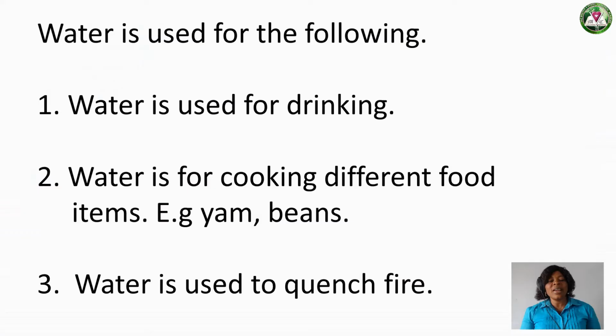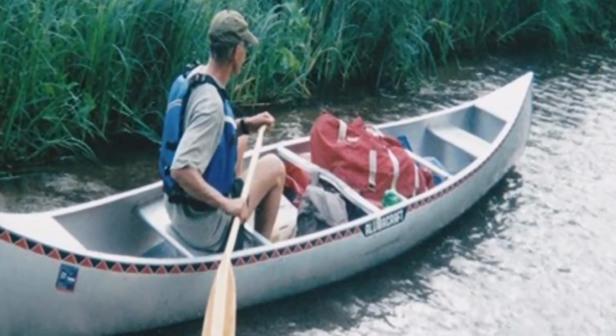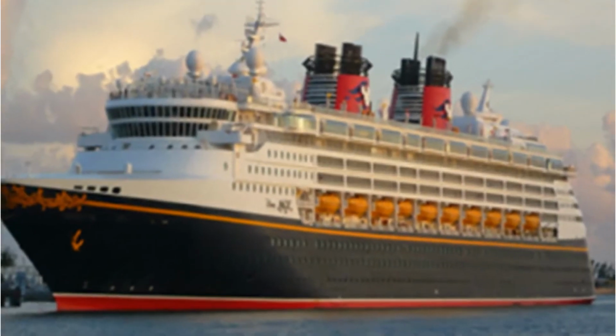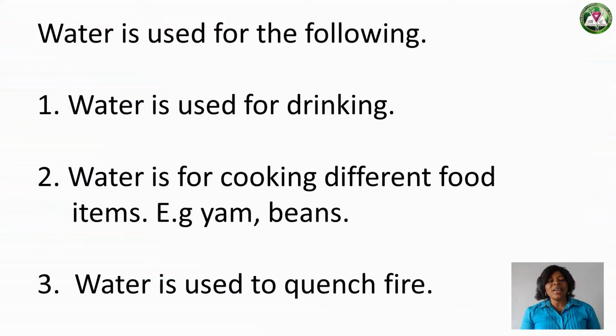The next one says, water is used for transportation. Canoes, boats, and ships carry people and goods from one place to another. I can go to Lagos. From there, I can use a ship. If I want to go to another side, I can use a boat. You can also use a ship to travel. It doesn't carry only people, it carries goods through water. Water is used for transportation, through water. That is the use.